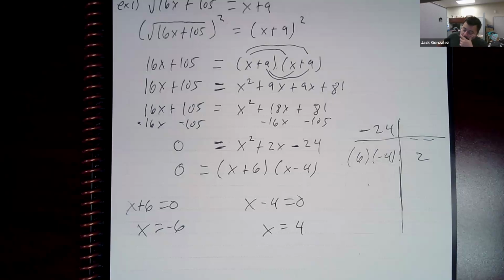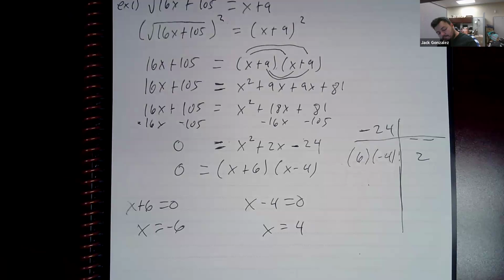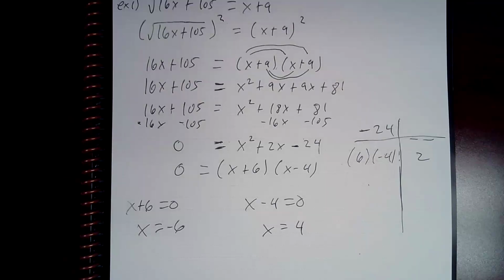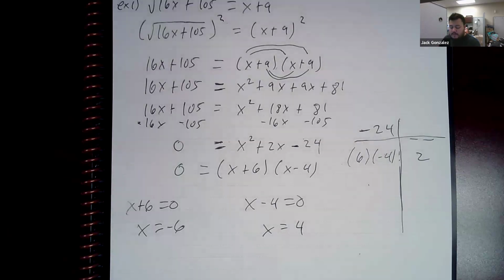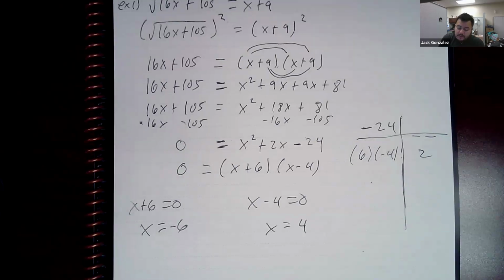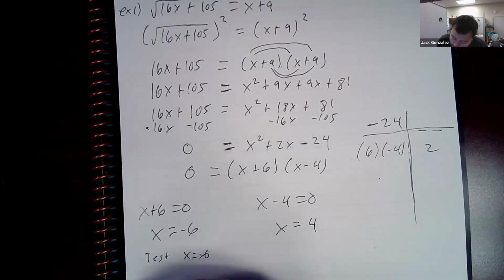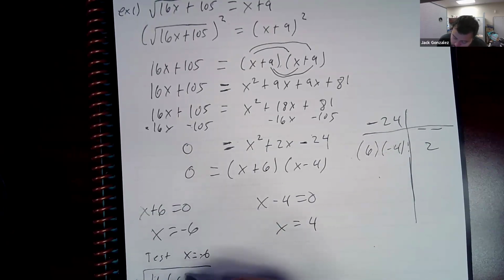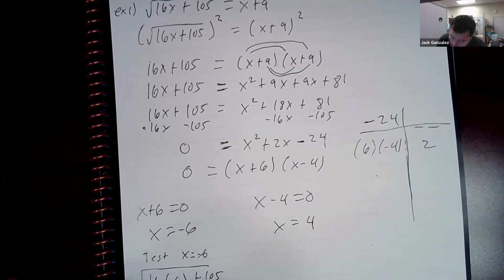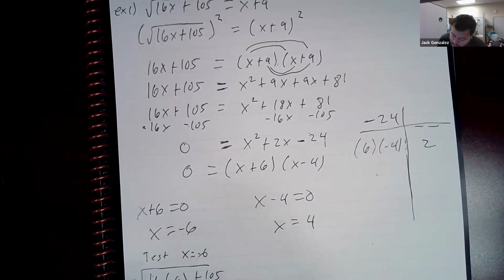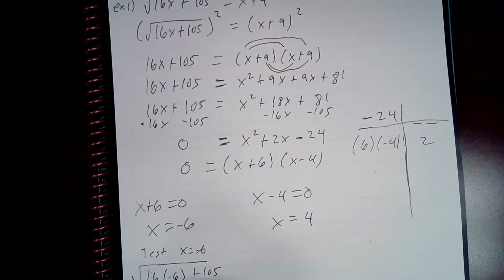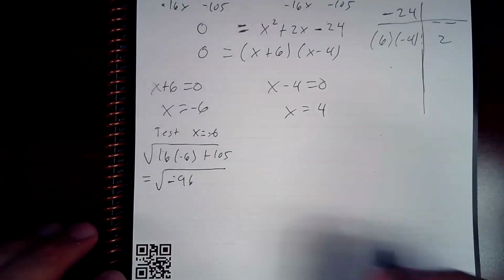Okay, so do y'all think that negative 6 is going to work? Maybe not, right? Let's see. Feels like it's a no. Negative 6 times 16 will be negative 96. So let's test it. 96 plus 105. Can you move your notebook up a little bit, please? Sorry. Okay, perfect.